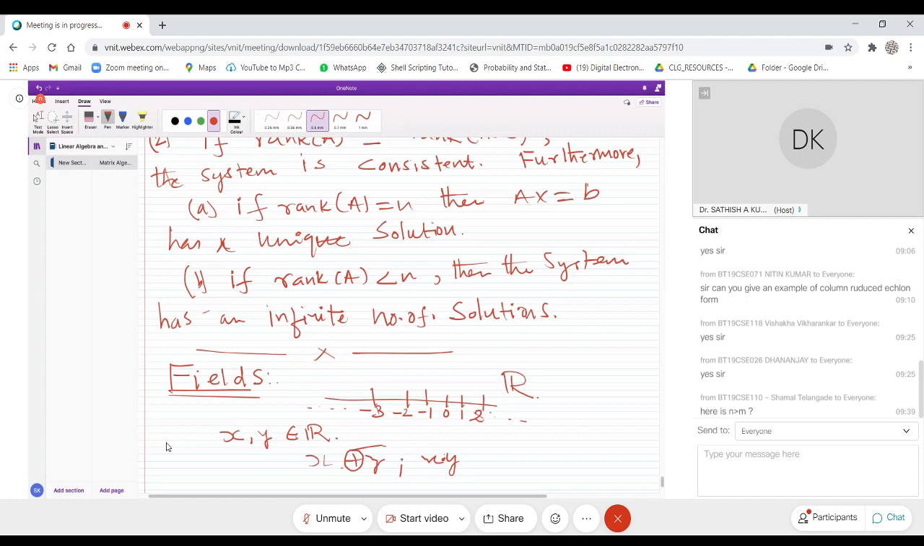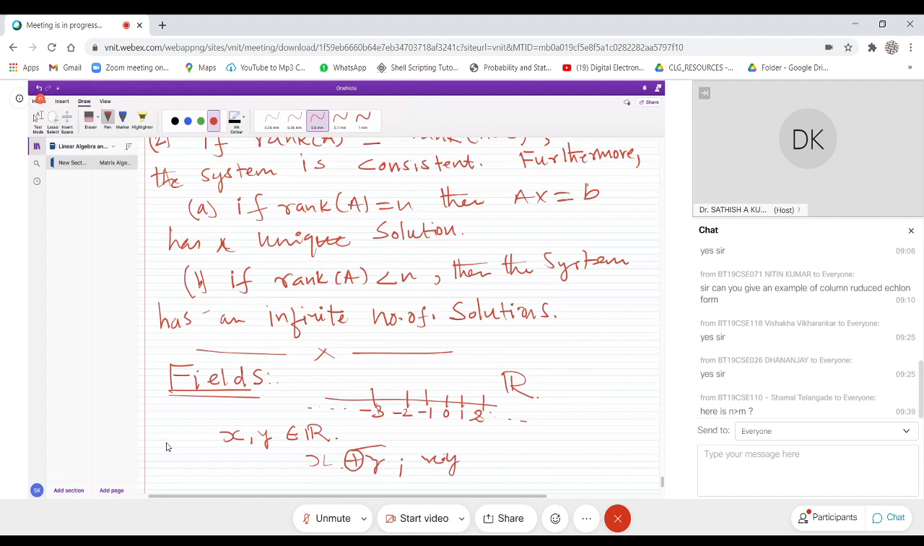Under these two operations, plus and dot, certain things are satisfied. Once again, we are going to discuss that x plus y is equal to y plus x, and x plus y plus z is the same as x plus y plus z. All those properties will be true. If all those properties are true, then whatever you take is nothing but a field.